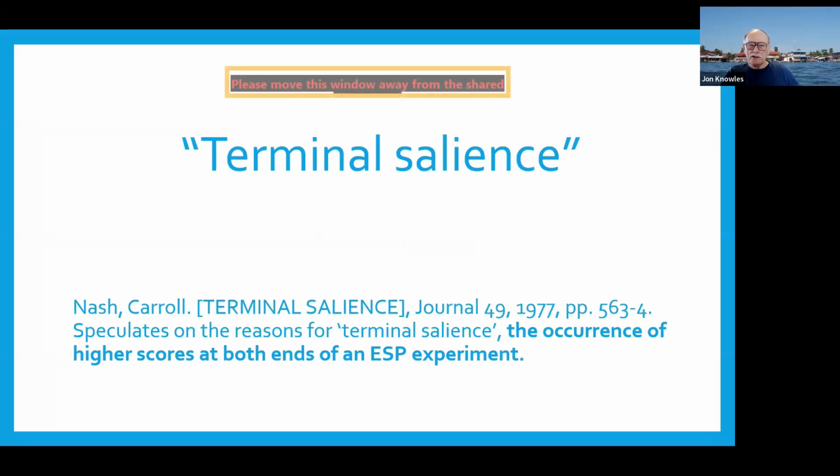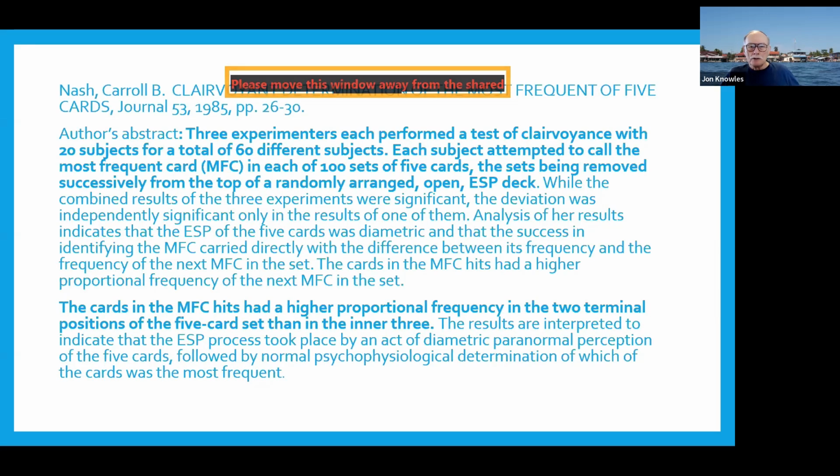So before getting to that, I have to explain about terminal salience. So what is terminal salience? This is a concept from J.B. Rhine, and it's the occurrence of higher scores at both ends of an ESP experiment. That was the first meaning of terminal salience. So for example, in this, which you can read later in the recording, but basically they found that viewers did better at the first and last sets of cards, of 5 cards in 100 sets. They would do better in the first and last and not in the middle sets.